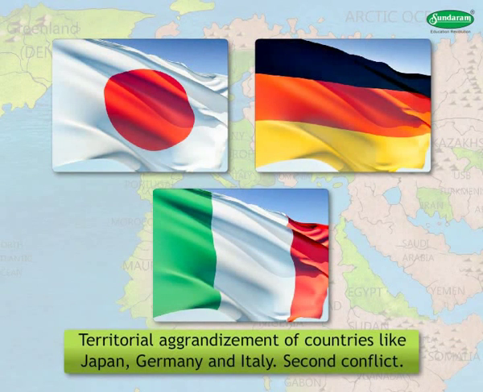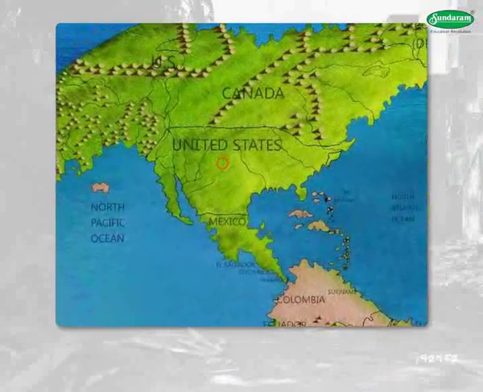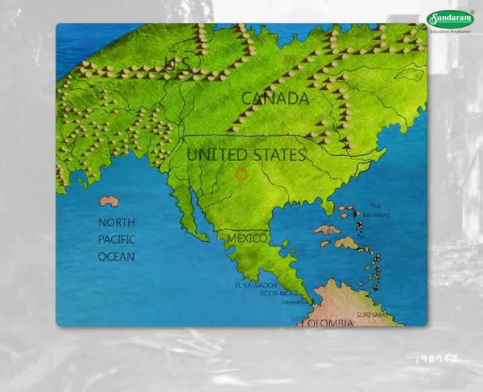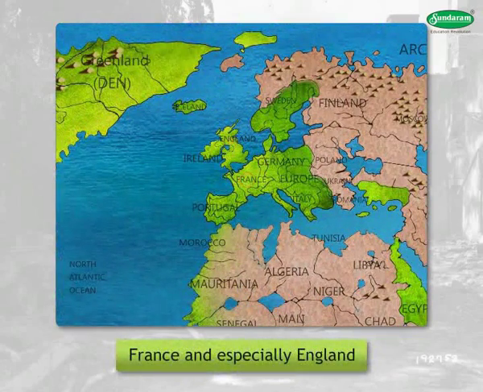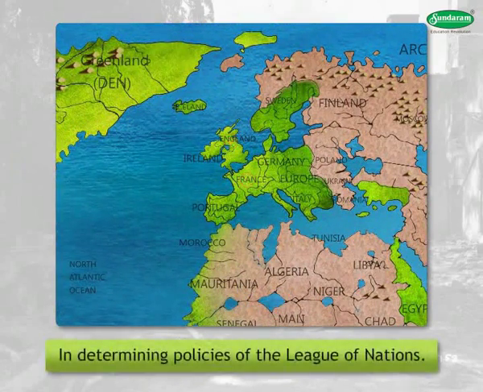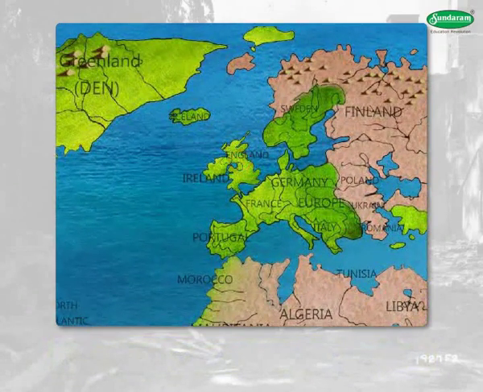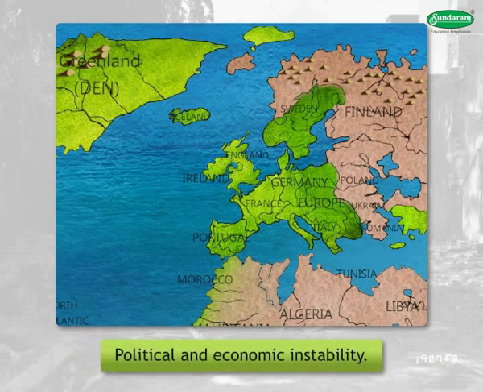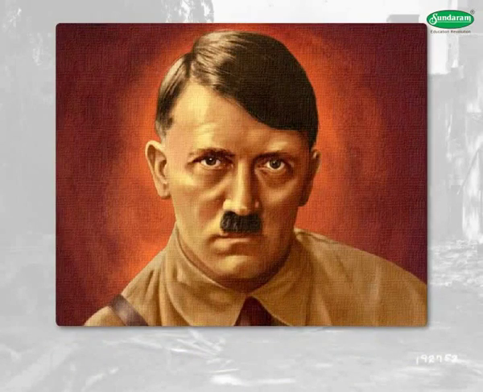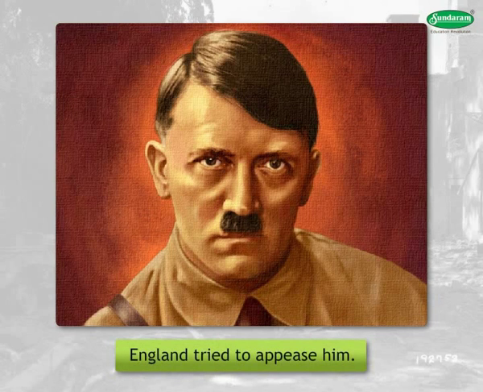leading the world towards a second conflict. As the United States of America remained out of the League, France, and especially England, played an important role in determining the policies of the League of Nations. England, however, failed to offer powerful leadership to the League due to her political and economic instability. Instead of resisting Hitler's aggressive policies, England tried to appease him.